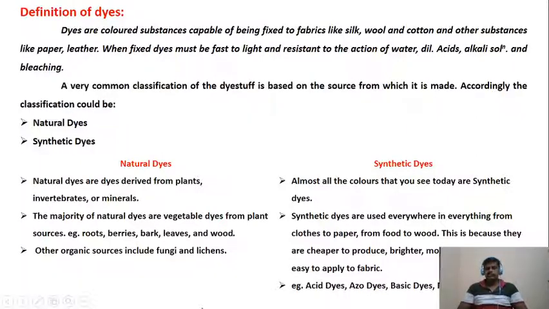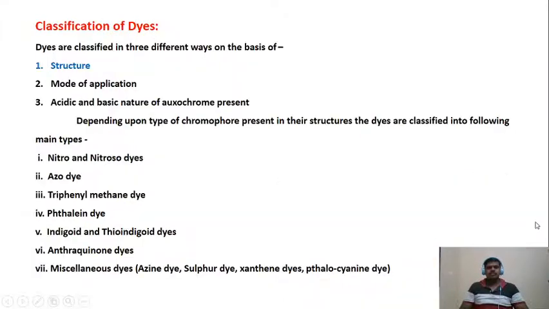Examples of these synthetic dyes are acidic dyes, azo dyes, basic dyes, modern dyes, etc. These synthetic dyes we are going to discuss in detail in the coming slides. So don't worry about what acidic dyes, azo dyes, basic dyes and modern dyes are, we are going to see it. Next.